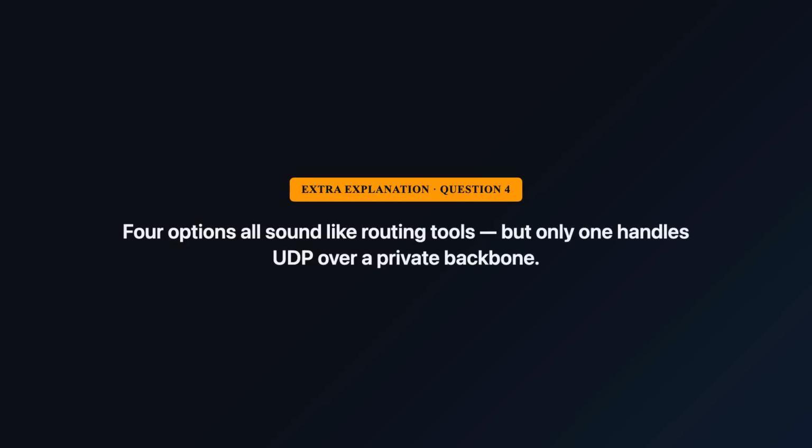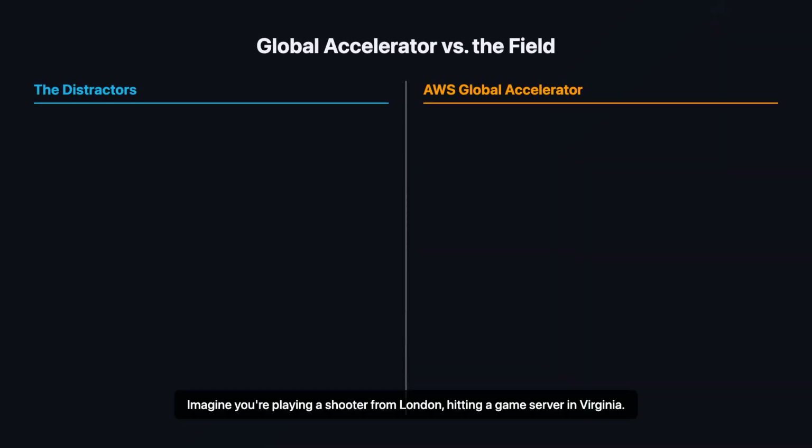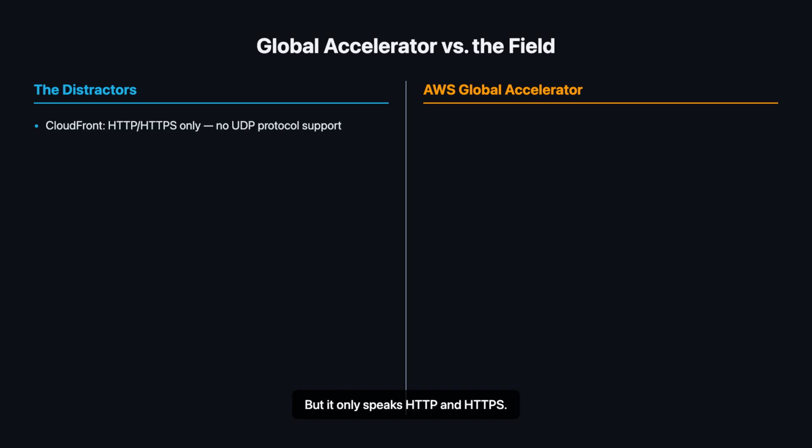All four options sound like routing tools, but only one handles UDP over a private backbone. Imagine you're playing a shooter from London, hitting a game server in Virginia. Your packets crawl the congested public internet. You feel every hop. CloudFront looks tempting. It uses edge locations too, but it only speaks HTTP and HTTPS. It caches web pages, not live game state.